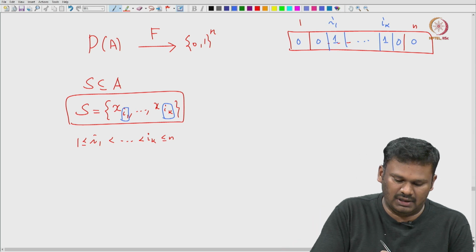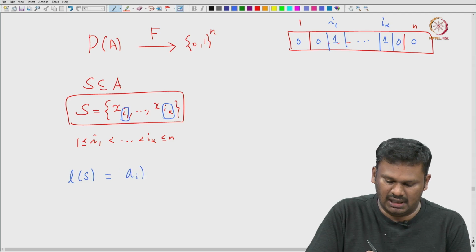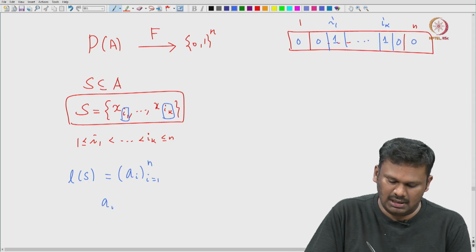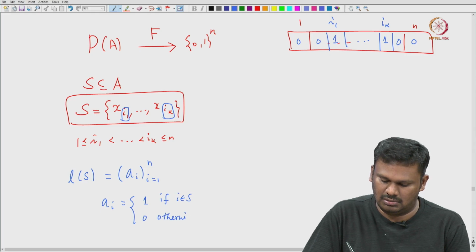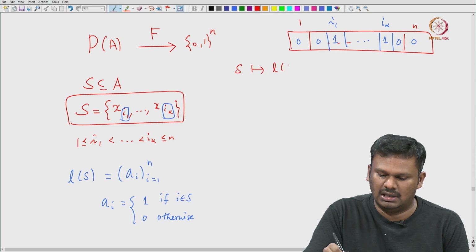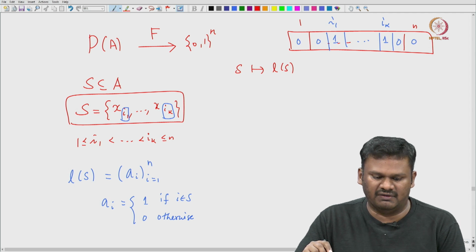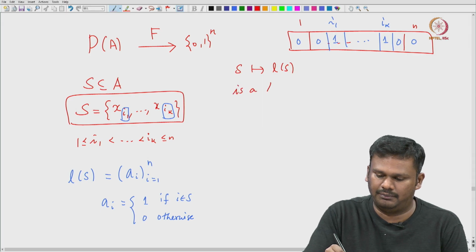Basically, what we have done is construct this F of S, consisting of (a_i), which is a sequence or n-tuple, where a_i is given by 1 if x_i is in S, or 0 otherwise. Now this association that we have defined, S goes to F of S, it is not very difficult to see that this defines a bijection from the power set of A to {0,1}^n. So this is indeed a bijection.